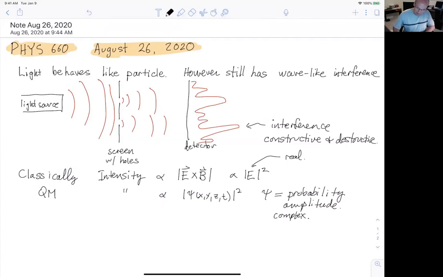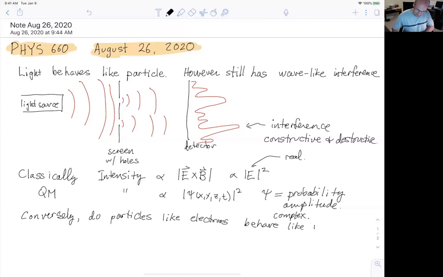Okay. All right, so now if light can have both particle and wave-like properties, it's natural to ask if things that we normally think of as particles can also behave like waves. So conversely, do particles, like electrons, for example, behave like waves? And sometimes just asking a question like that is enough to get you to become a legend. And that's what de Broglie did. He conjectured that this was true.